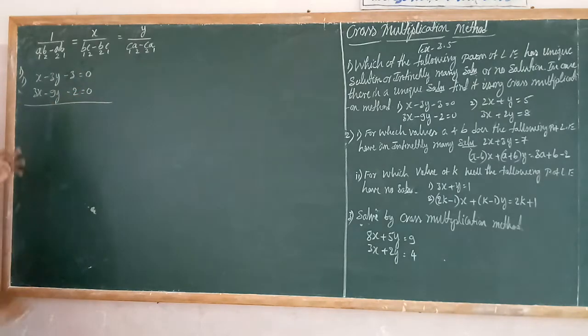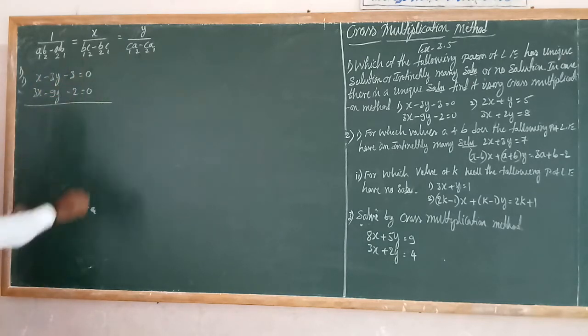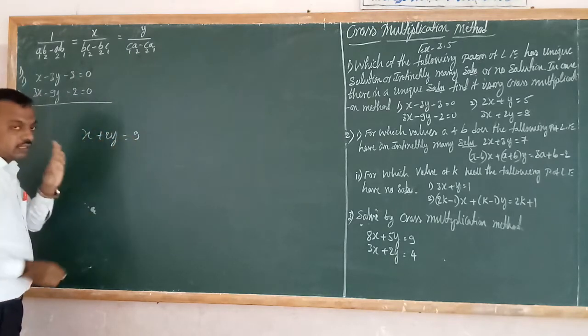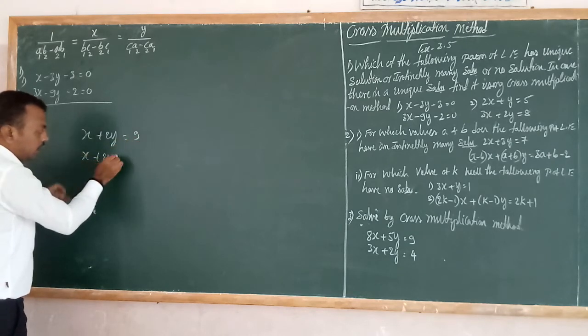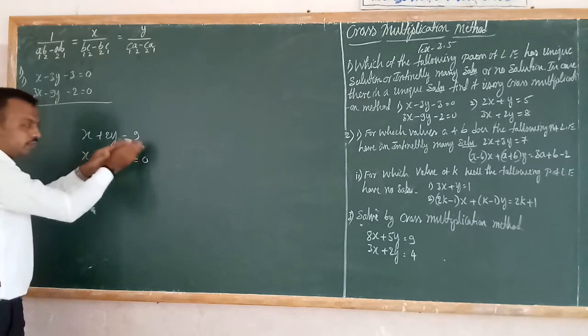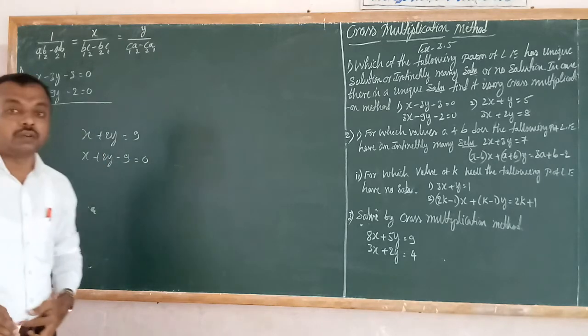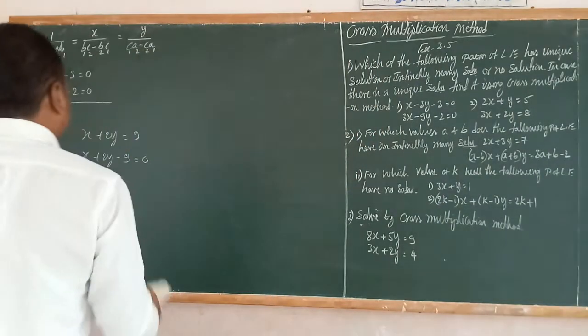See students, when you are solving a pair of linear equations by the cross multiplication method, the right-hand side becomes equal to 0. For example, if x plus 2y is equal to 9, we have to send 9 to the left-hand side, so it is equal to 0. Afterwards we apply the cross multiplication formula.